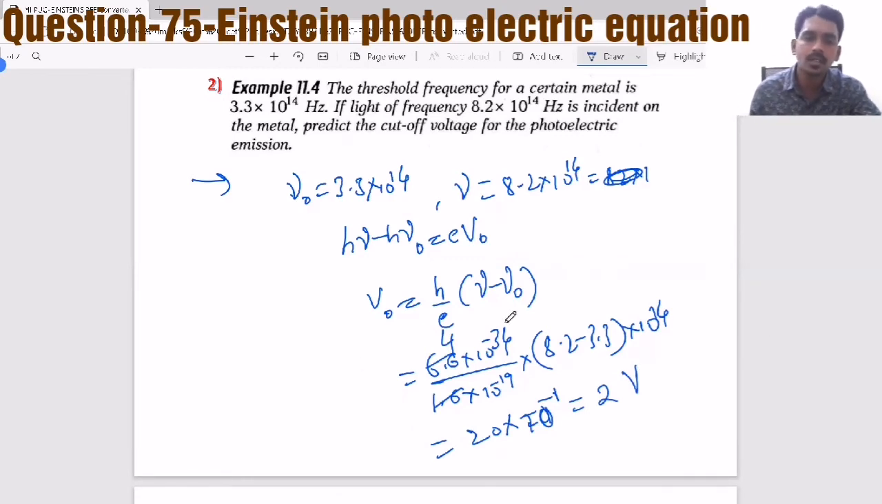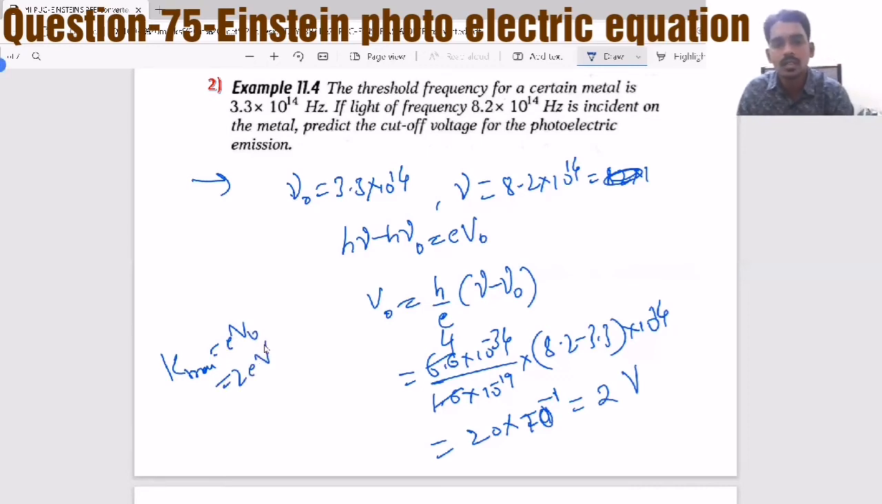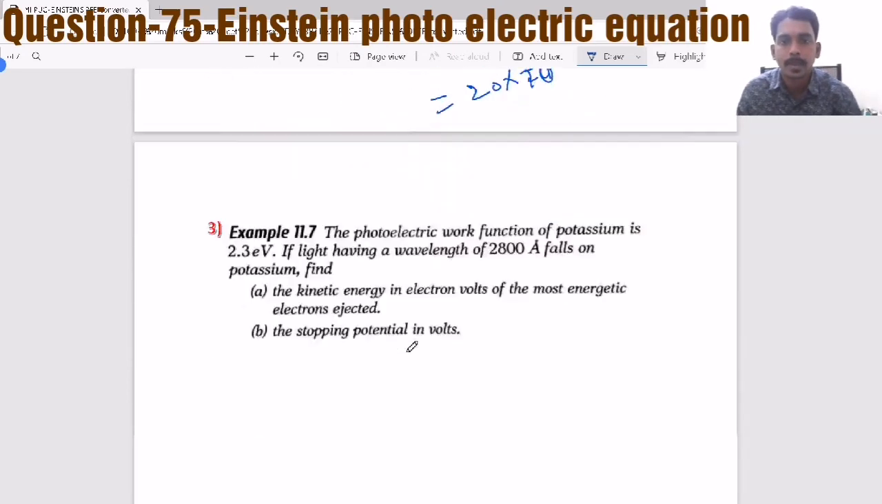K maximum, if they ask, K maximum is how much? e V naught. That means, if they ask, that means 2 electron volt. If you know V naught, then that much electron volt is the K maximum.